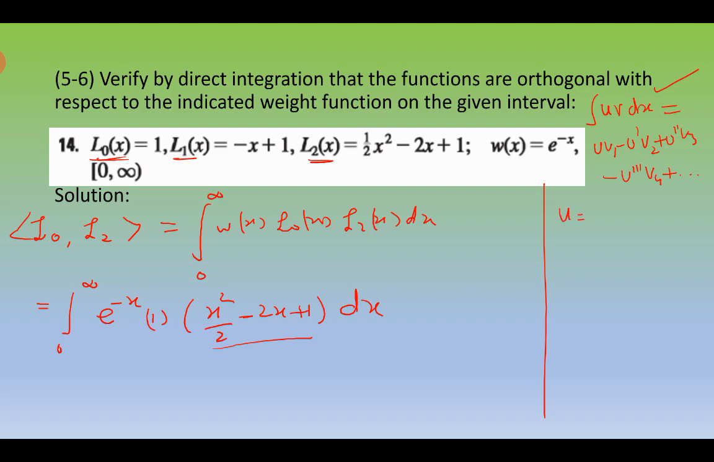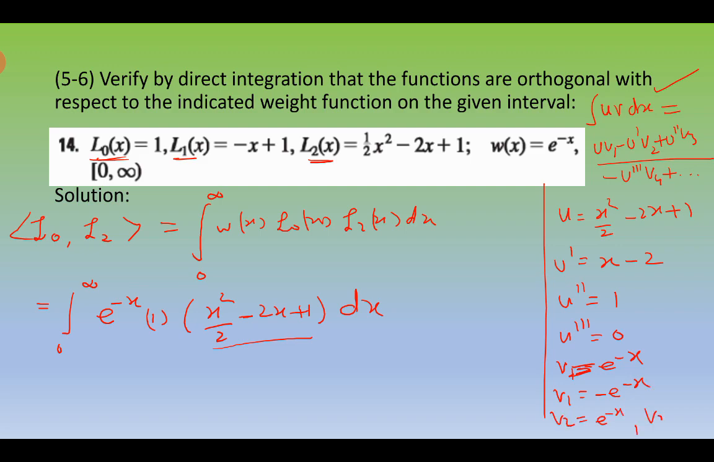What is u? U is x square over 2 minus 2x plus 1. So u prime is 2x over 2, it is x minus 2. U double prime is 1. U triple prime will be 0. So this time we need 3 terms. We want v1, v2, v3. We know v is e power minus x. v1 is negative e power minus x. v2 is positive e power minus x. And v3 is e power minus x with a negative.